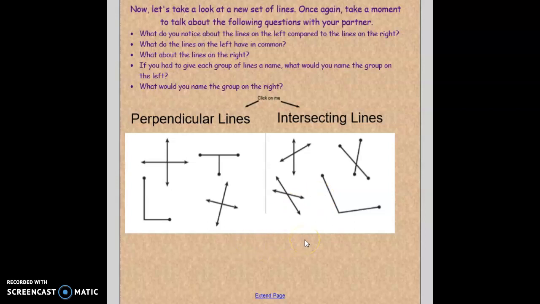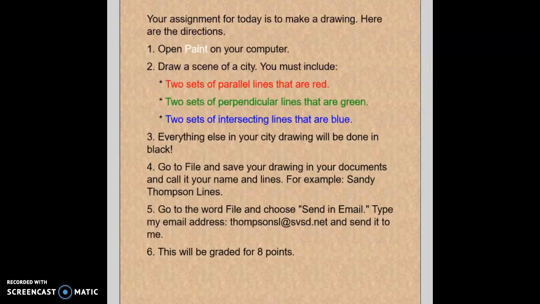All right, I'm going to give you a little drawing project to do to see if you understand our lesson today. So look on the next page. All right, your assignment for today is to make a drawing. So here's the directions. On your computer, open up Paint, okay? If you can't find it right away, just go to the white box at the bottom, type in the word Paint, and it will come up.